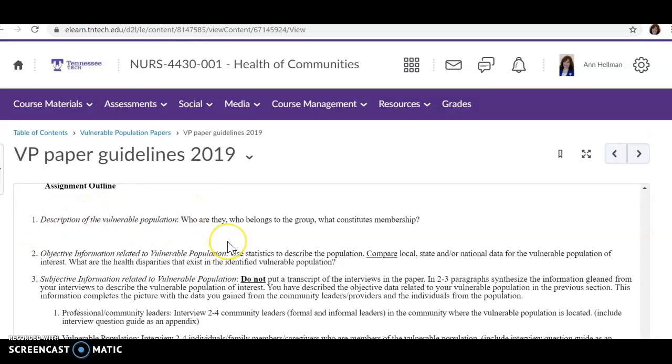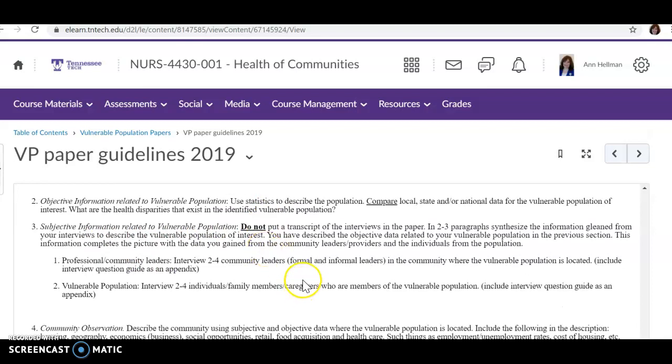It will make sure you get everything in that needs to be in, and it aids me in grading it so that I don't accidentally miss something, okay? So you're going to give a description of who your vulnerable population is, what it means to be a member, who belongs to that group normally, your objective information.